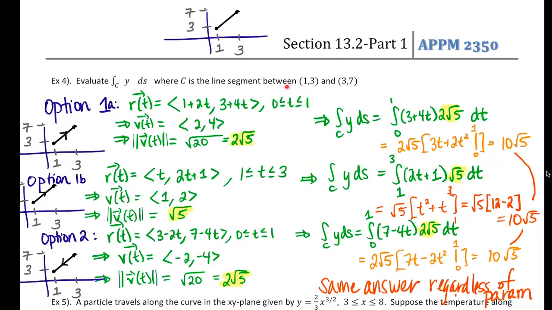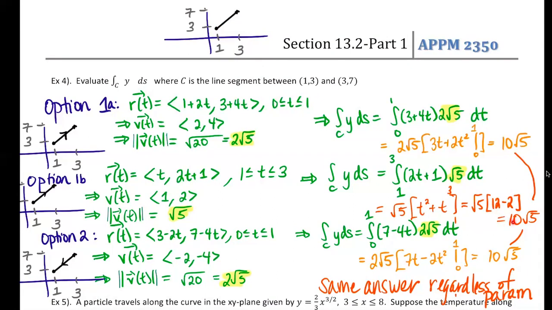Now, option B is instead of parameterizing starting at (1, 3), ending at (3, 7), with t going from 0 to 1, I could actually come up with this line like y equals mx plus b, and then parameterize by letting x be t, and then y would be 2t plus 1. And if we do that, your x is t, so t is now going from 1 to 3. You'll have a slower speed, square root of 5, but you notice we get the same answer at the end.